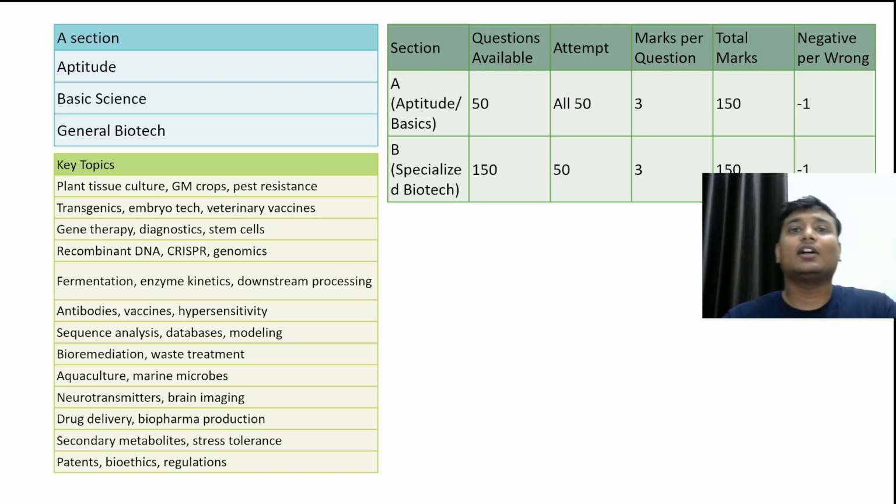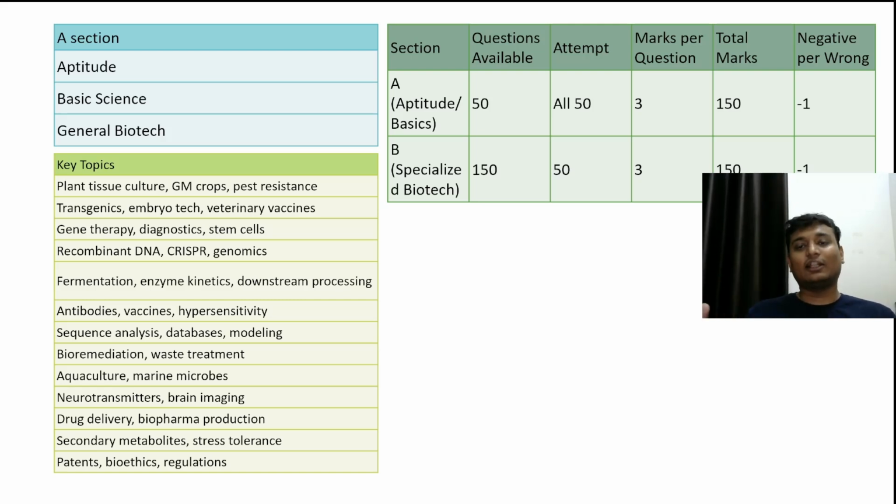Suppose you have attempted 60 questions, but when the marking is done, it is done on the basis of the first 50. So only the first 50 will be counted. It will not depend upon the next 10 that you have attempted. They will not be counted, even if they are right. So you have to attempt only 50. Make sure of that.